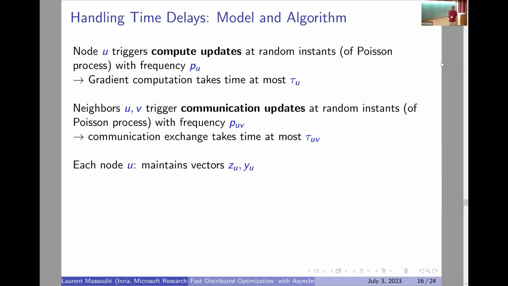And again, we'll assume communication updates will be attempted at the instance of a dedicated Poisson process. And so the parameter of interest, P sub UV, will be the intensity, or the frequency, with which those updates occur on average. And so tau sub U and tau sub UV would be given to us. That would be the physics of the system. P sub U and P sub UV, these are our choices, just as the use of a Poisson process is an algorithmic design choice. Okay?